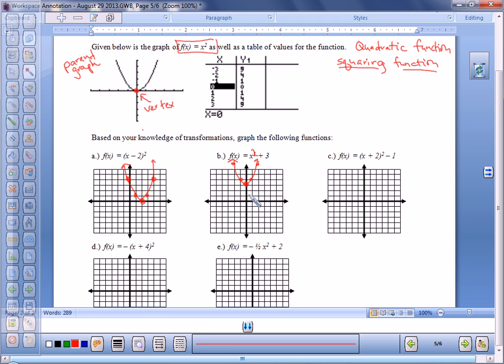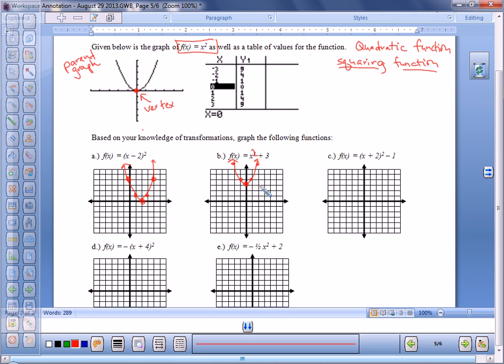I always start my moves from the vertex. When I talk about moves, I'm not talking about points. I'm talking about how do I move from the vertex. If I moved 1 unit to the right from the vertex, 1 squared is 1. I'd go up 1 unit. If I move 2 units to the right from the vertex, I go up 4.